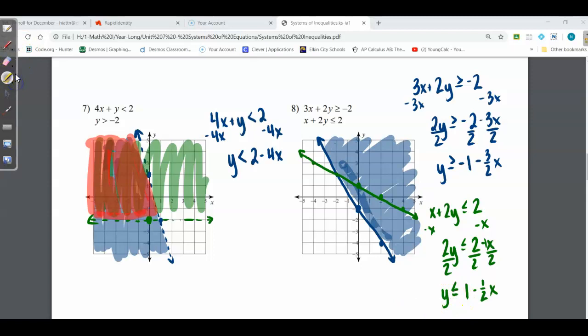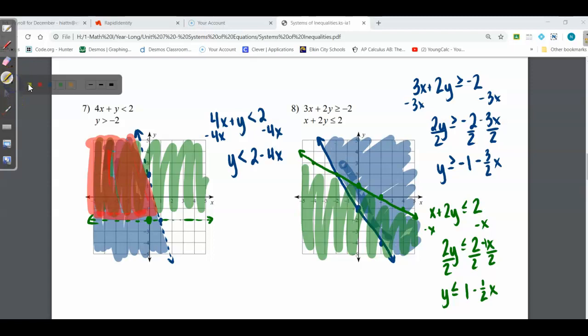So if we grab the green here, we're going to shade below, and then the overlap occurs in this section right here, so that is going to be our answer.